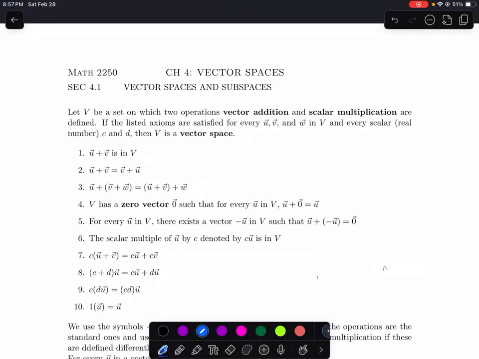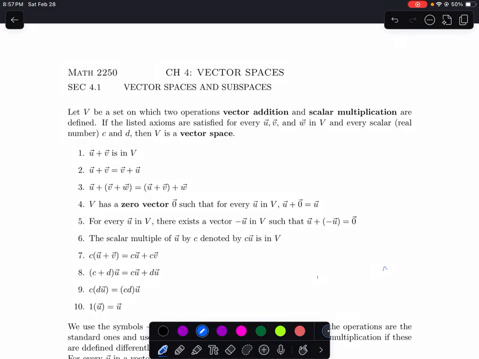Chapter 4, Vector Spaces, Section 4.1, Vector Spaces and Subspaces. In this section, we will define what a vector space is and what subspaces of a vector space are.